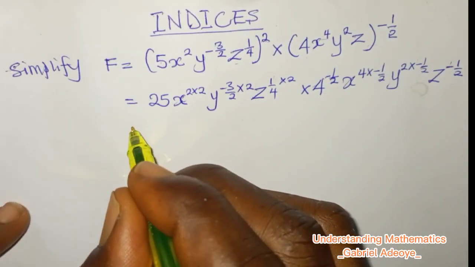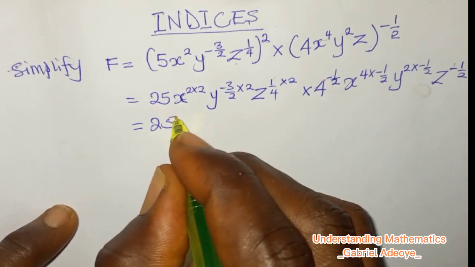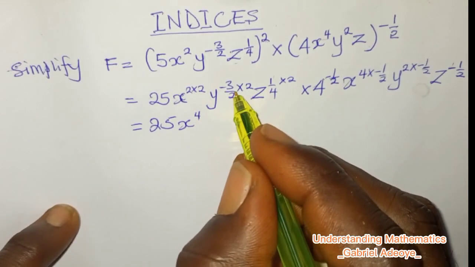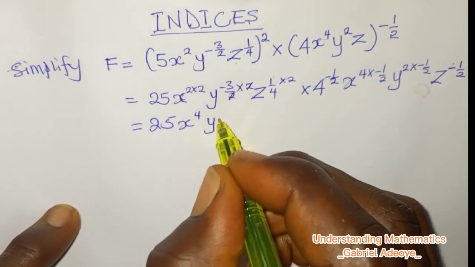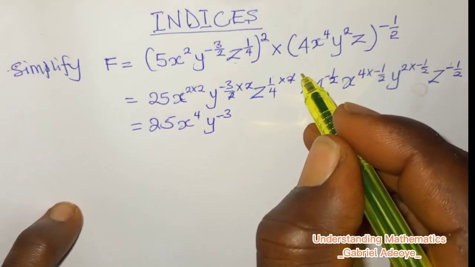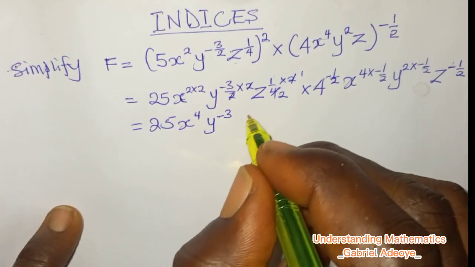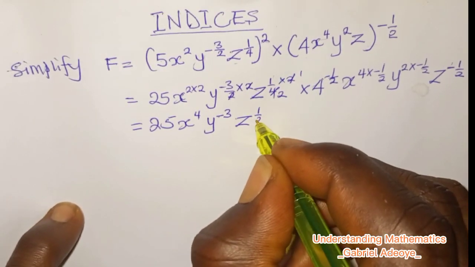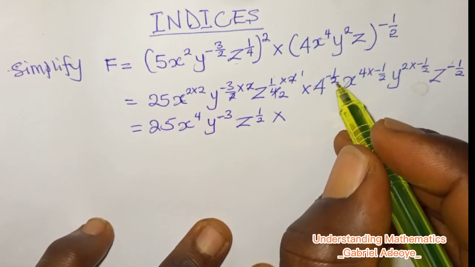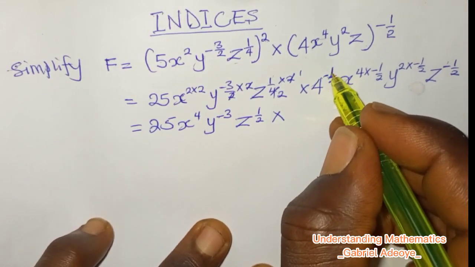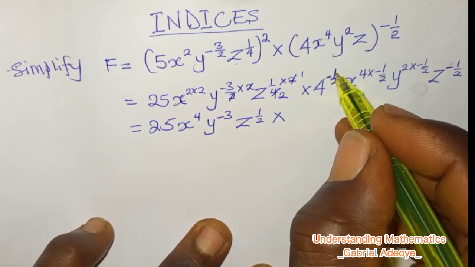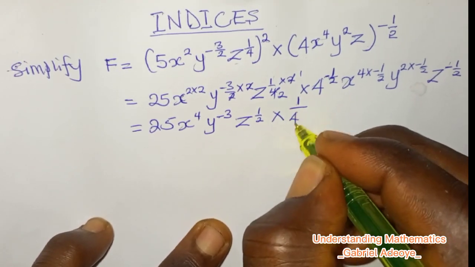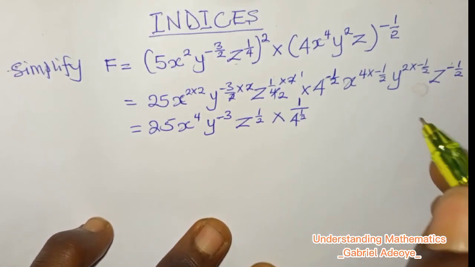Okay, to move further, we have 25 x raised to power 4. These two cancel out these two, so we have y raised to power minus 3. 2 in 4 is 2, so we have 1 times 1, which is 1 over 2. We have z raised to 1 over 2 times, this is the same thing. In my previous videos, I've explained that when you have a negative power, it is a reciprocal of that power. So we have 1 over 4 raised to power 1 over 2.